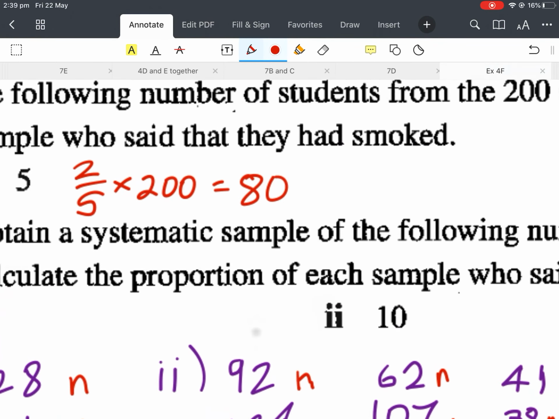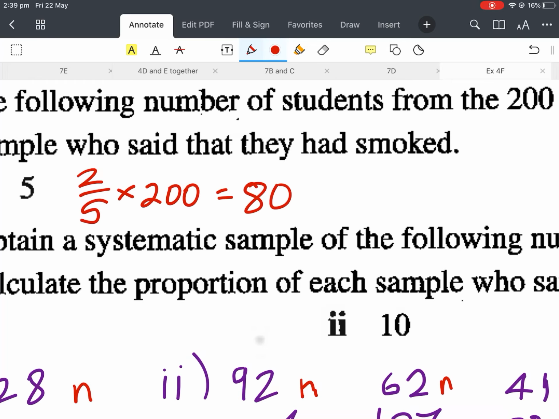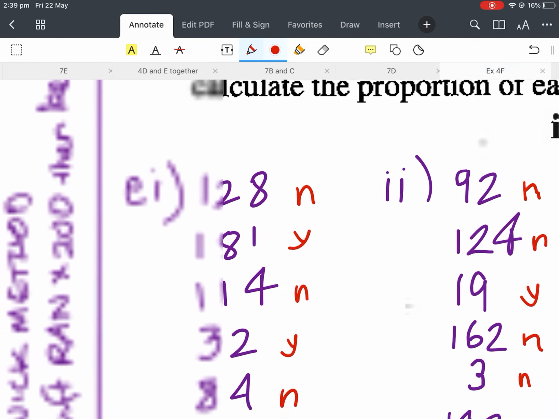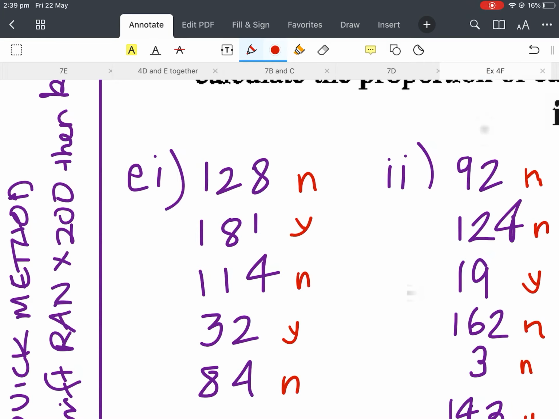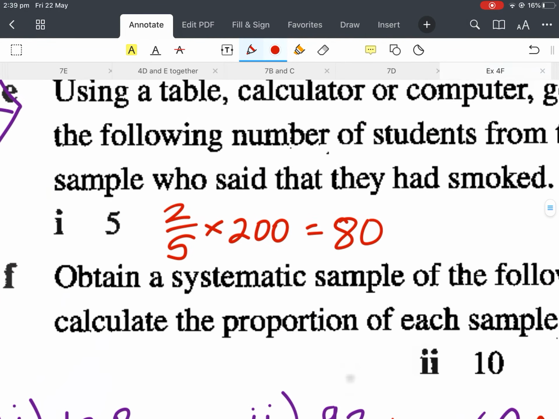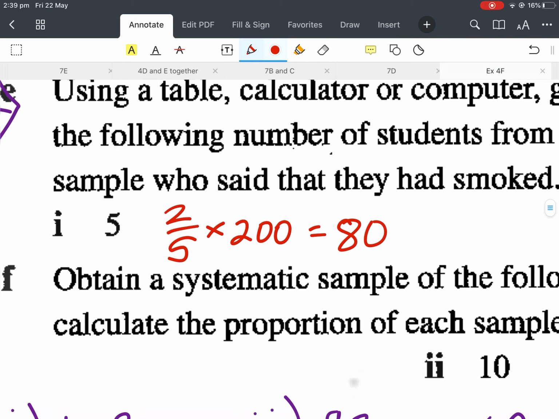Now you'll notice up here I've got 2 out of 5 times 200 equals 80. So when I did it that way, I looked at all my numbers. Here they are here. Notice how there's only 2 yeses in this particular sample for me. So that's why I've got 2 yeses out of a possible 5. So that's where I've got the 2/5 from. And then again, I multiply that by 200 and it gives me an answer of 80.